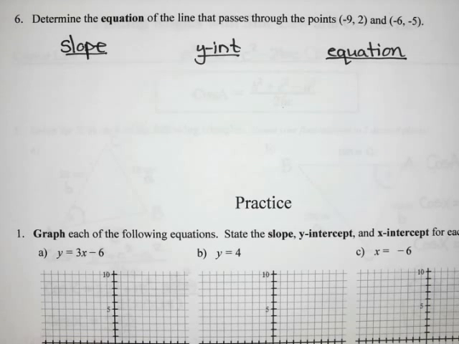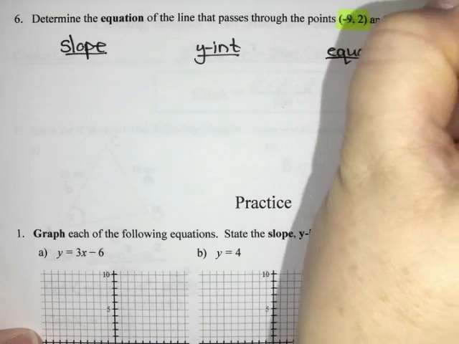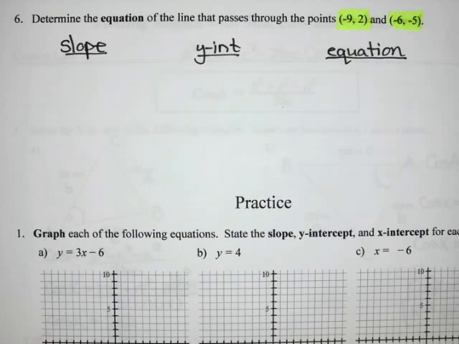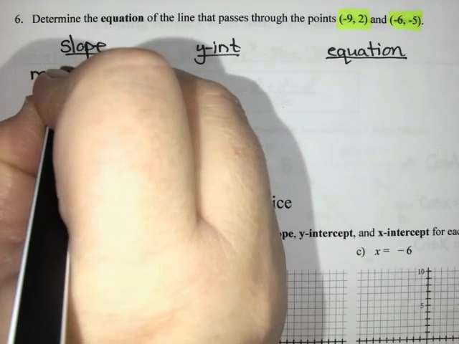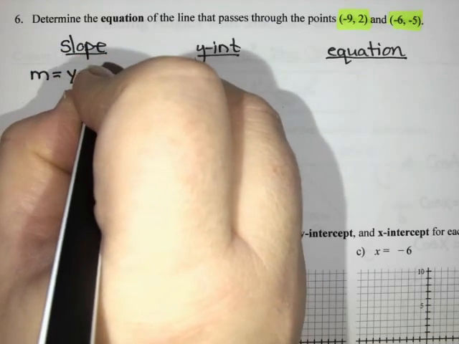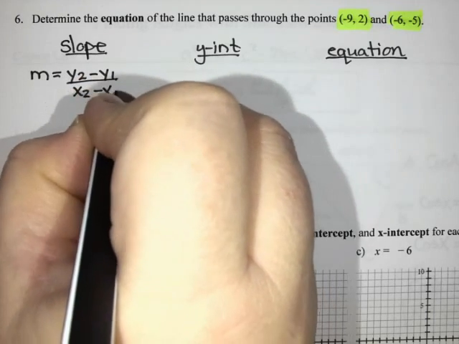Okay, so for the slope, did they tell me the slope in the question? No. The only thing they gave me in the question were 2 points. So I can calculate the slope using my slope formula. There is a formula that we learned that says m, or my slope, equals y2 take away y1 over x2 take away x1.